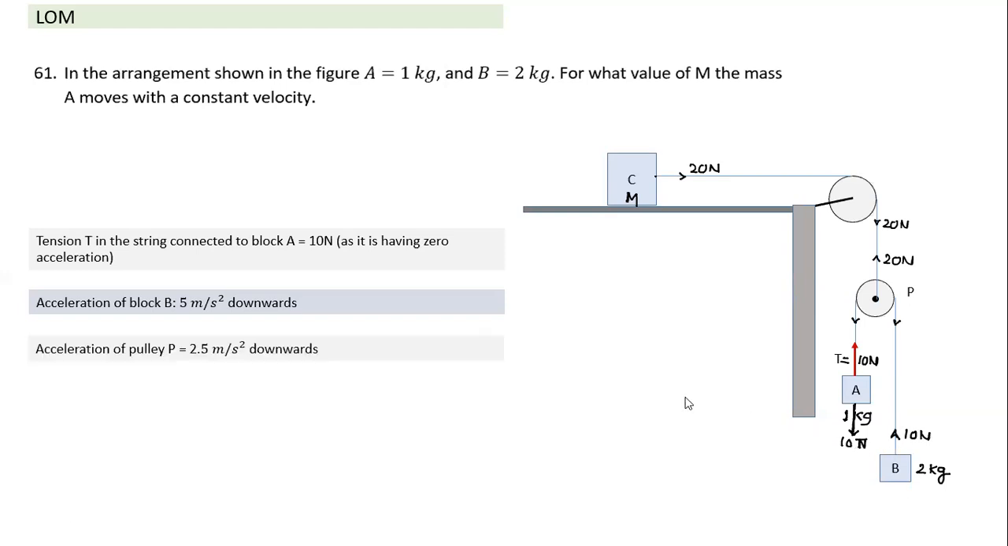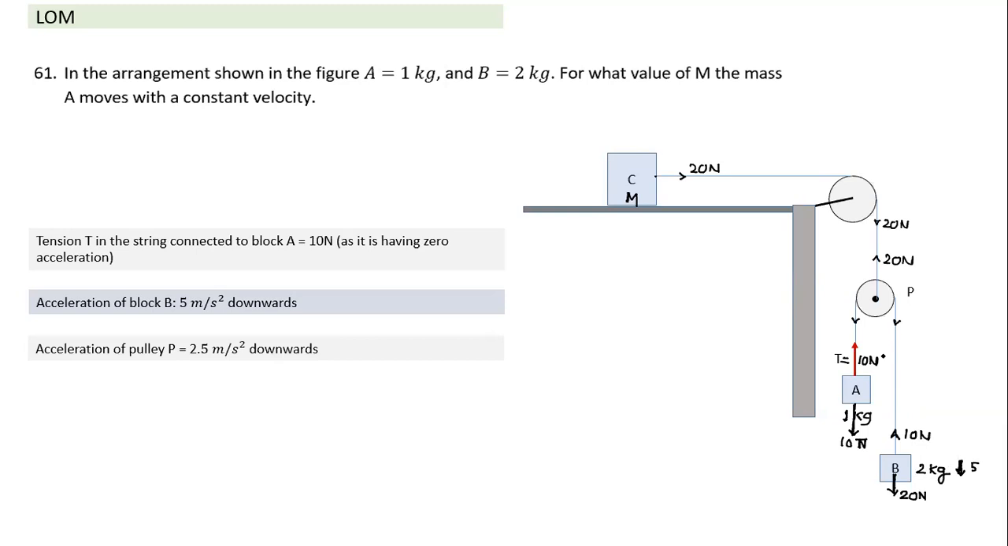Based on that, what is the acceleration of block B? Block B is pretty simple here. It has a downward force of 20 Newton and an upward force due to tension of 10 Newton. So the net force is equal to 10 Newton. Mass is 2 kg, hence it will have a downward acceleration of 5 meter per second square. That's the acceleration block B has. Once this is known, this has zero acceleration and this has acceleration of 5.